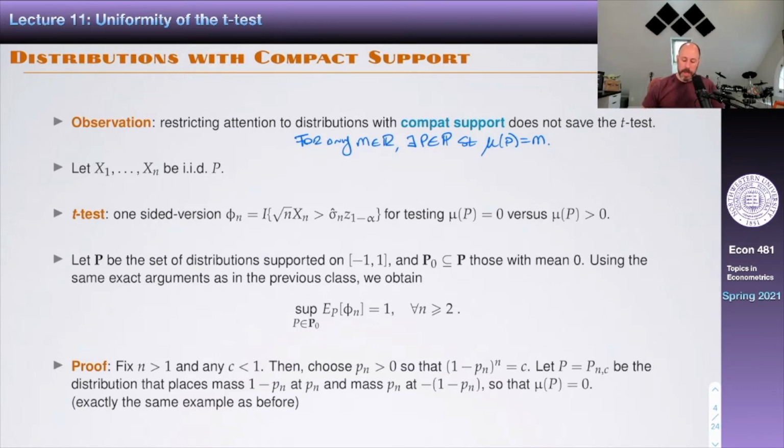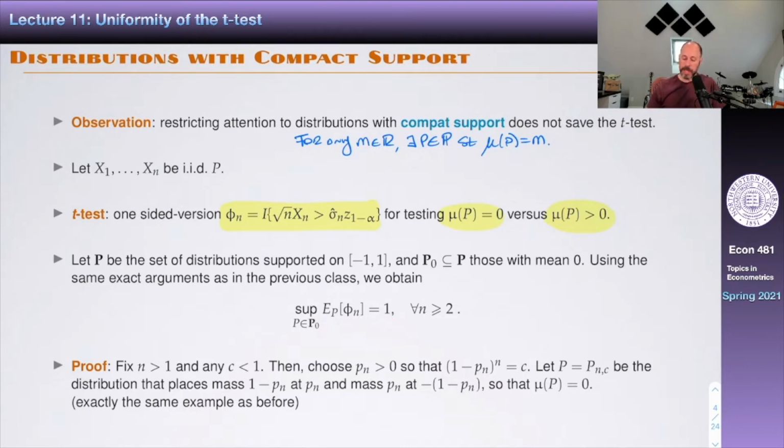So we're going to let X1, ..., Xn be IID according to P, and for the t-test we're going to consider the one-sided version because it's simpler. We're testing whether the mean of this random variable is 0 versus the alternative that it is positive. As we did last time, I'm going to write the t-test in this way, where we just have sigma hat on the right-hand side. Let bold P be the distributions supported on [-1, 1], just as an example, and bold P naught the subset of those with mean 0. Then, using exactly the same arguments we used last class, you show that the size of the t-test is 1.